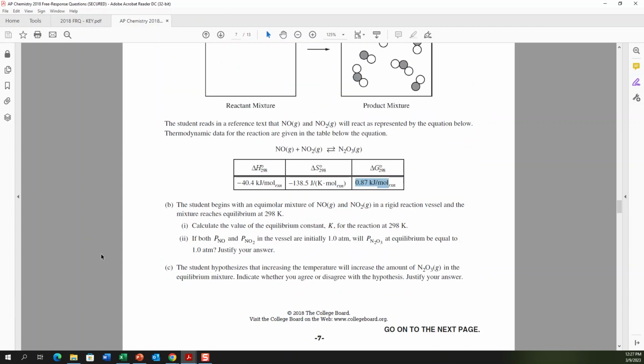Anyway, so we calculate the value of the equilibrium constant. If both the partial pressure of NO and the partial pressure of NO2 in the vessel are initially 1 atmosphere, then before the reaction the total pressure in the system is 2 atmospheres. Will the partial pressure of N2O3 at equilibrium be equal to 1 atmosphere? Well, the only way the partial pressure of this could be equal to 1 atmosphere is if the reaction goes to completion.